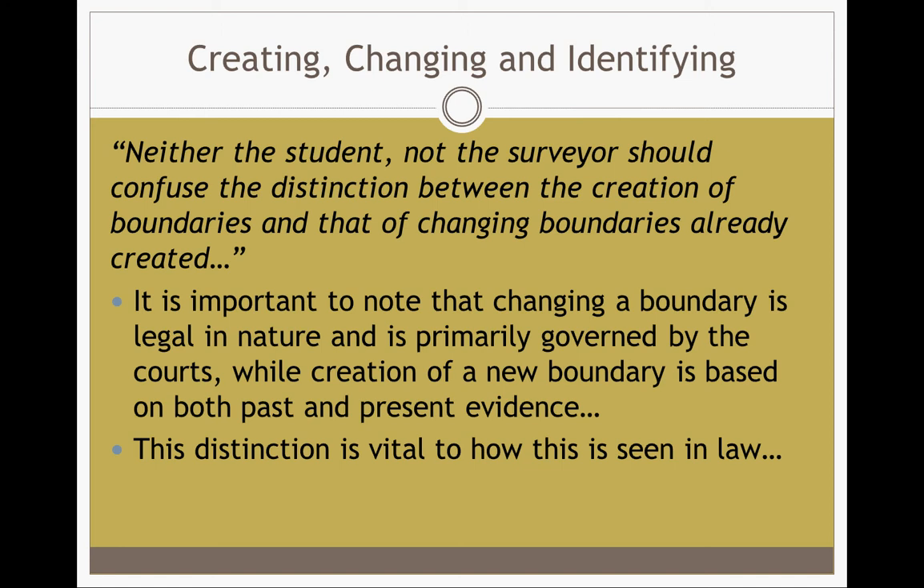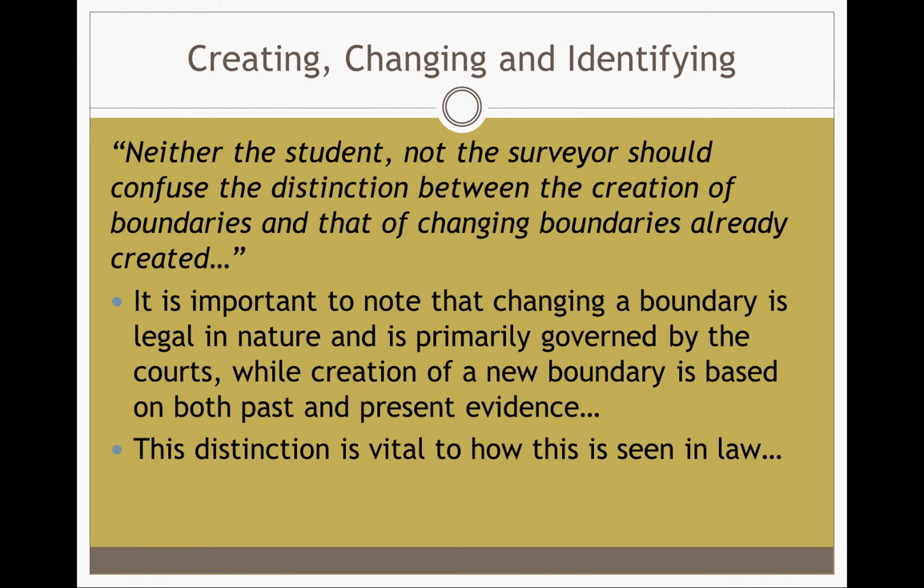It's extremely important that you don't go into the surveying profession believing that you're changing boundaries. It is important to note that changing a boundary is legal in nature. And that is probably one of the most profound statements in the textbook, where it talks about you can't change a boundary unless you have a legal precedent or a legal purpose to change that boundary. It's primarily governed by the courts to change a boundary.